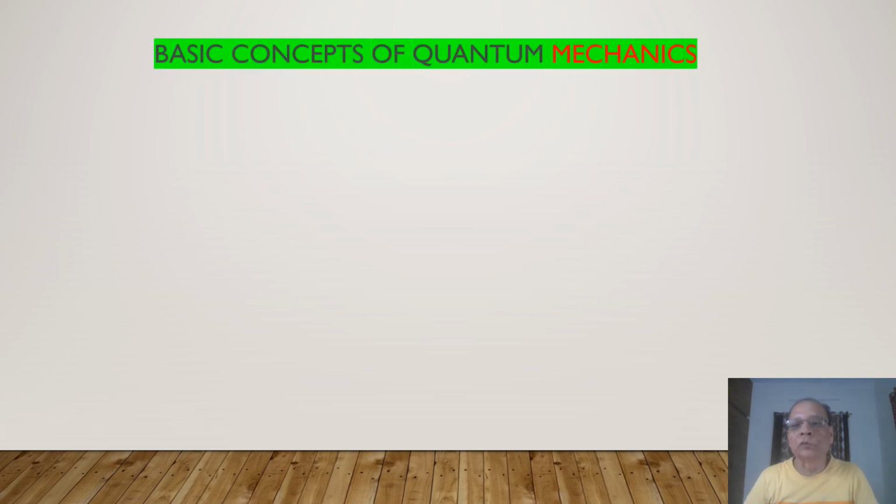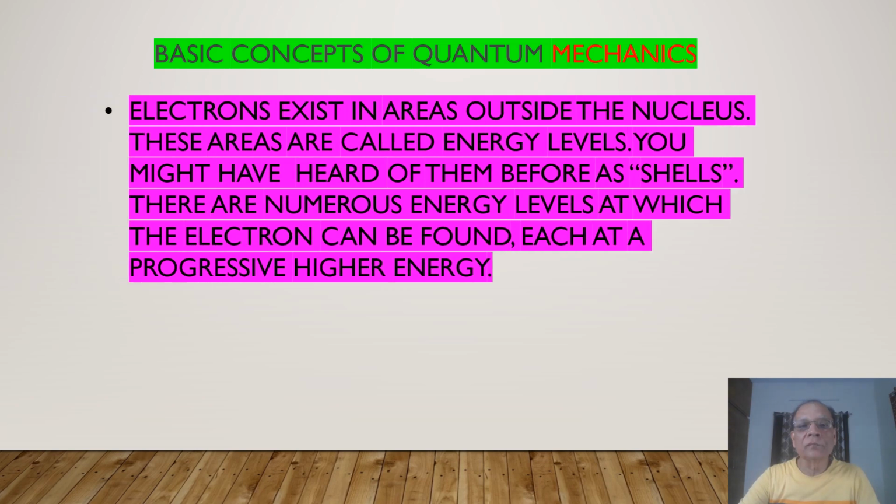The basic concepts of quantum mechanics. Electrons exist in areas outside the nucleus. These areas are called energy levels. You might have heard of them before as shells or orbits. There are numerous energy levels at which the electron can be found, each at a progressively higher energy. As the distance from the nucleus increases outwards, the energy of the electron residing in that orbit also goes on increasing. The closer the electron is to the nucleus, the lower is its energy, and the farther away it is from the nucleus, the higher is its energy.